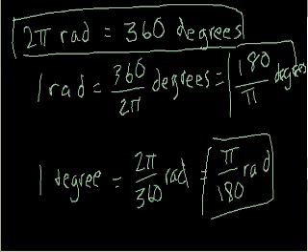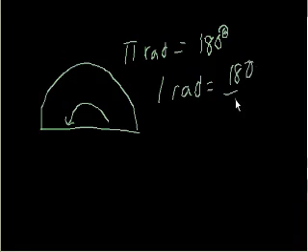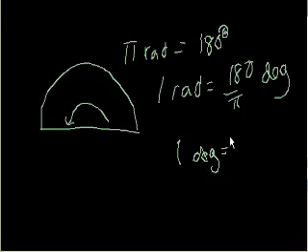Or another way, which makes the algebra a little simpler, is if you just think of a half circle. A half circle, this angle is 180 degrees, right? That's a degree sign. I could also write degrees out. And that's also equal to pi radians, right? So pi radians equal 180 degrees, and we can get the same math. 1 radian equals 180 over pi degrees, or 1 degree is equal to pi over 180 radians.